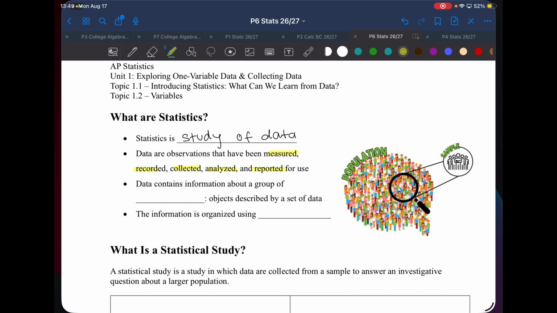Okay, so reminder, I do highlight a lot. You do have highlighters in the pink basket if you want to use mine, or you're more than welcome to use your own.